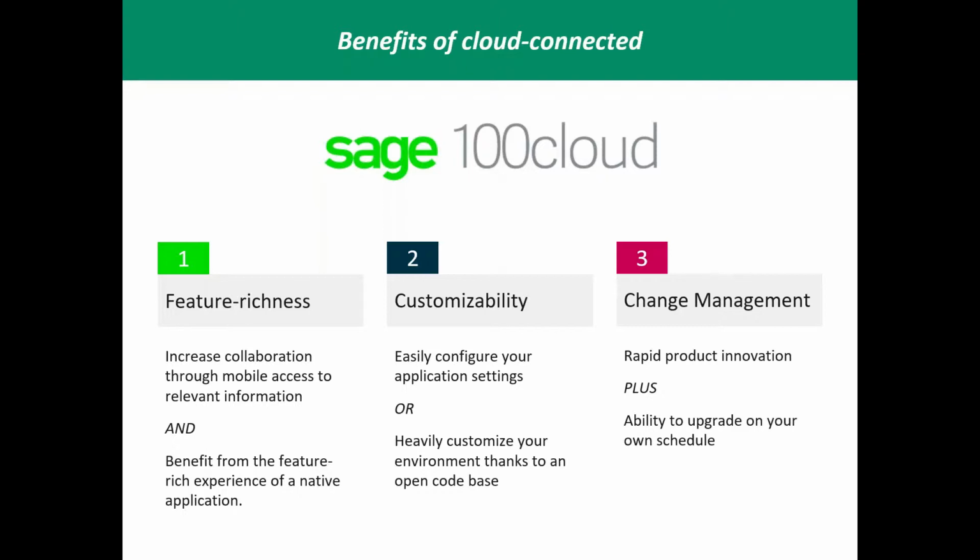It's highly customizable. Sage 100 Cloud has an open code base, so you can easily configure settings or heavily customize your system. This is not always easy to do with cloud solutions. And lastly, change management. Change is hard. With Sage 100 Cloud, you benefit from rapid innovation of cloud-connected applications, but still choose when to upgrade your core system on your own schedule.